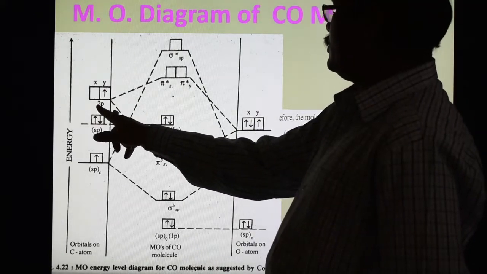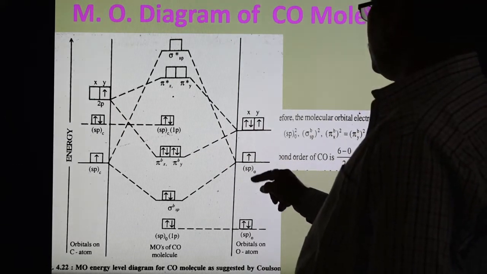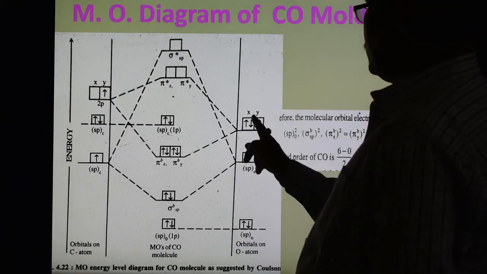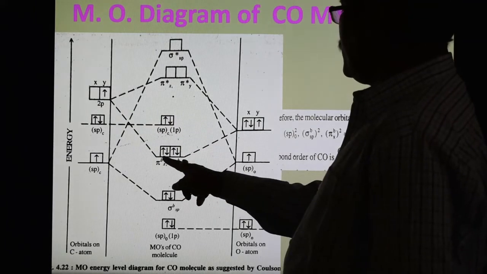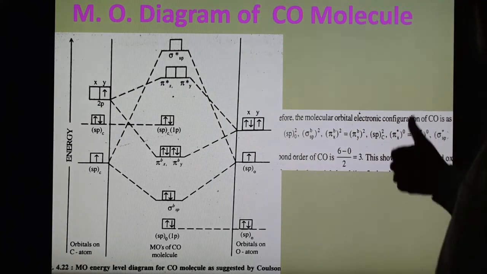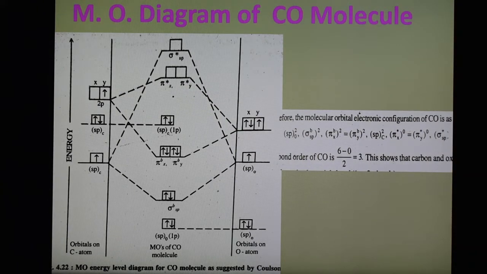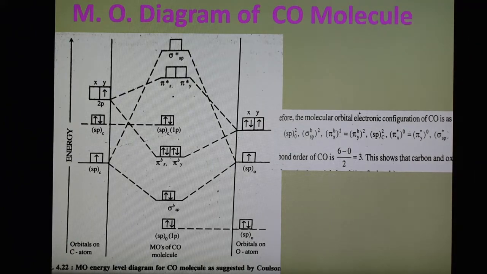Now 2px and 2py. In the case of carbon only one electron is here, and in the case of oxygen there are three electrons, so there are a total of 4 electrons. These x and y orbitals of the 2p orbitals of oxygen and carbon overlap, forming pi x and pi y bonding, and pi star x and pi star y anti-bonding molecular orbitals. In this way, this is the MO diagram suggested by Coulson. And again I am repeating that the lone pair of oxygen has this low energy, and carbon has higher energy. Now we have seen how the molecular orbitals are formed.